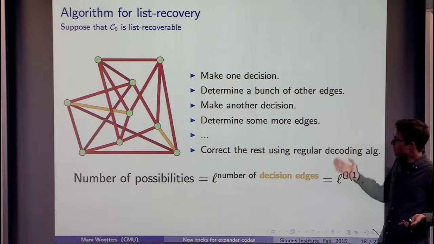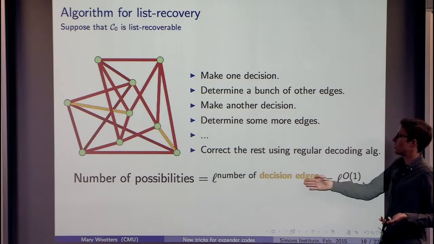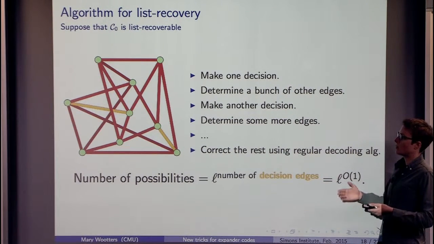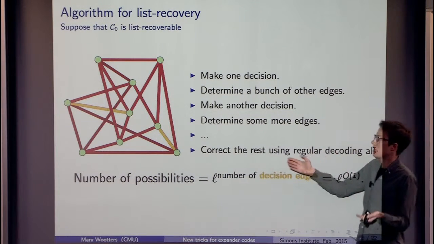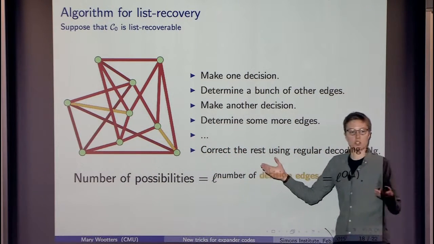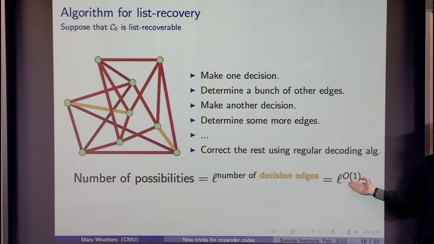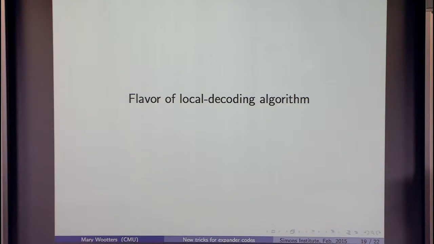And the number of possibilities that we have at the end of the day is L to the number of these yellow edges. Right? So that's sort of the number of possibilities I had. If I only had to make these decisions, I can make all possible decisions and get a short list. And the length of my list is L to the constant. So that's basically the whole algorithm. And then you have to do some work to show that this actually works. But that's it. And I'll just really quickly give a flavor of the local decoding algorithm, which is super easy because it's exactly the same animation.